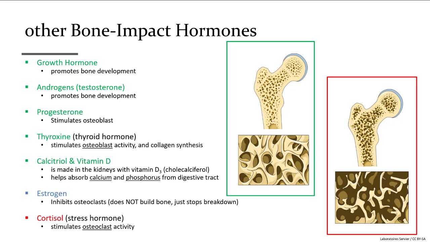There are many more hormones that have an impact on bone physiology. Here are a few more common ones you should know. Growth hormone, androgens like testosterone, progesterone, and thyroxine, which is another thyroid hormone, can increase bone mass. Estrogen doesn't build bone, but it does slow down the breakdown of bone. When we're stressed, cortisol is released, which can contribute to bone breakdown.